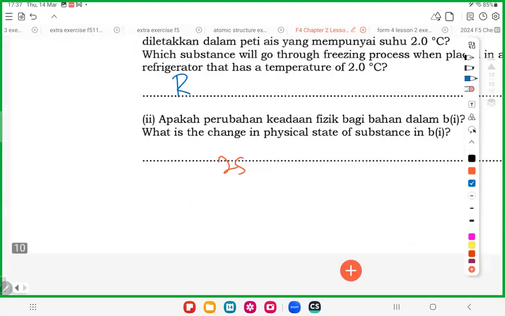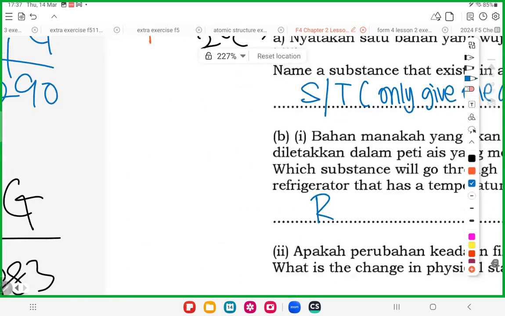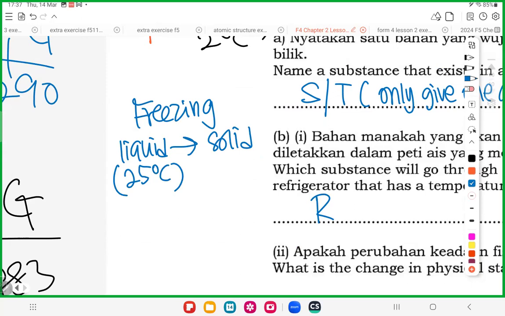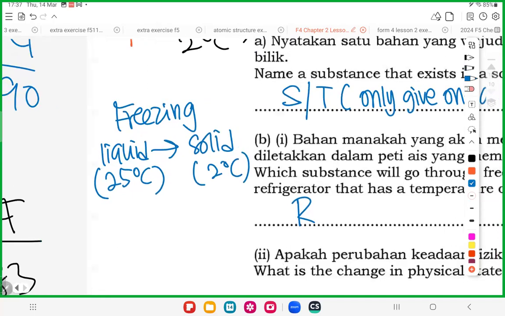Okay, because of this. First of all, everyone must know what freezing is. Freezing must convert the substance from liquid to solid. Which means originally, this substance must be a liquid. When I say original, I mean 25 degrees Celsius, room temperature, the most original condition. So at 25 degrees Celsius, they should be a liquid, and they should freeze and become solid at 2 degrees Celsius. Why 2 degrees Celsius? Because the question says that.